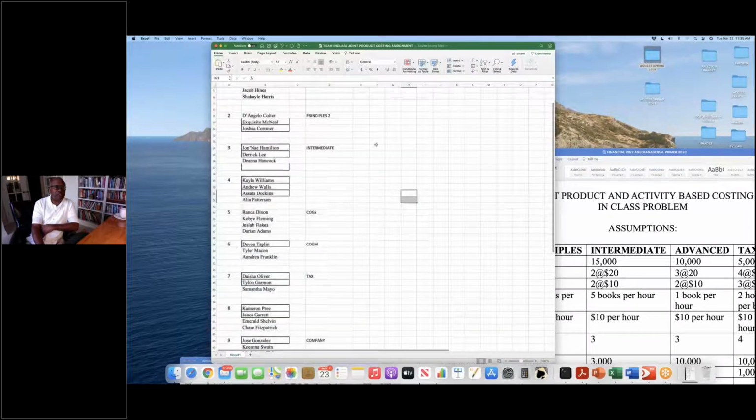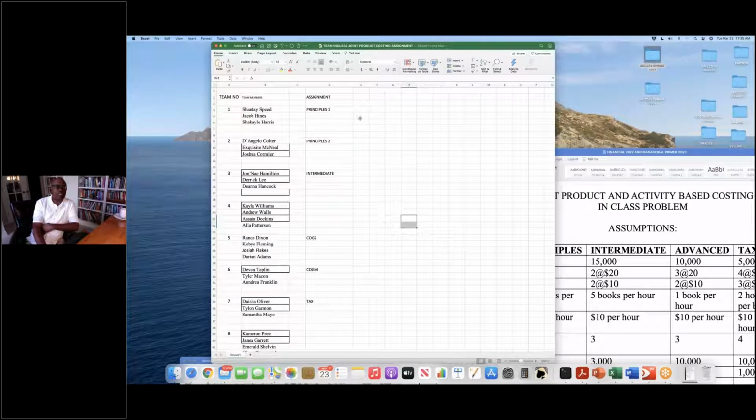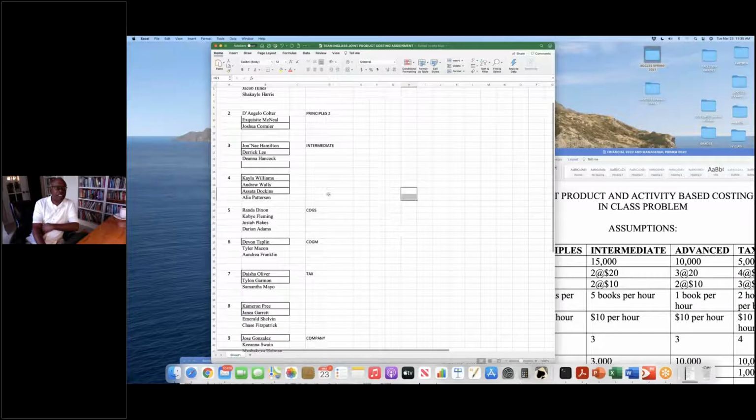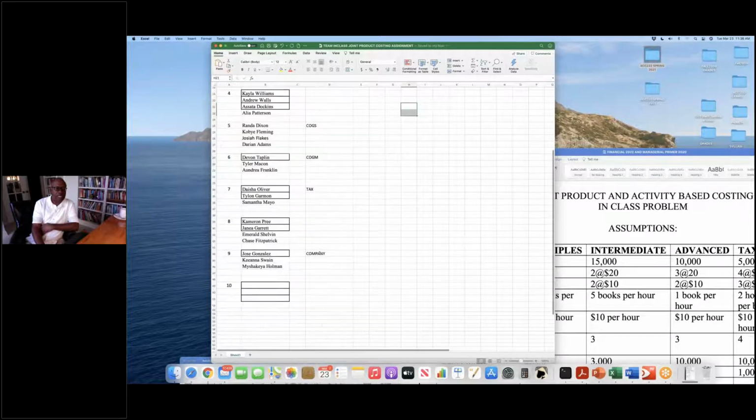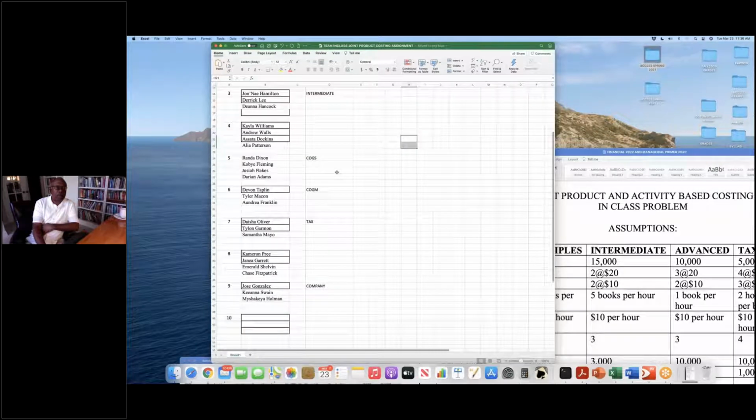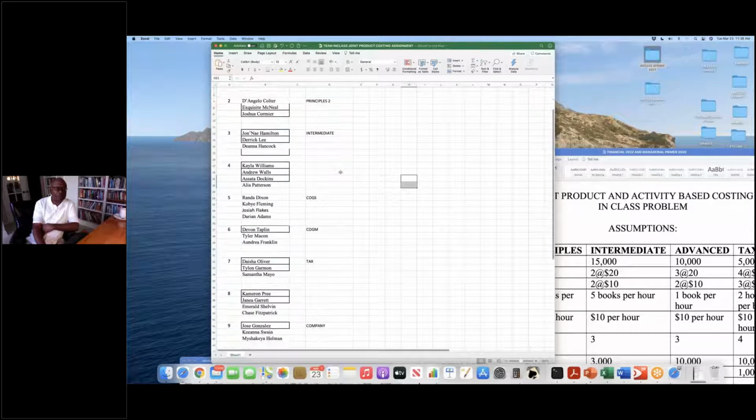And just so you know, on this class assignment, Team 1 is responsible for Principles 1. Team 2 is responsible for the Principles 2 book. Team 3 has the intermediate book. Team 5 has cost of goods sold. Team 6 has cost of goods manufactured. Team 7 has tax. Team 8 has the company books. Team 9 has the company books for support.